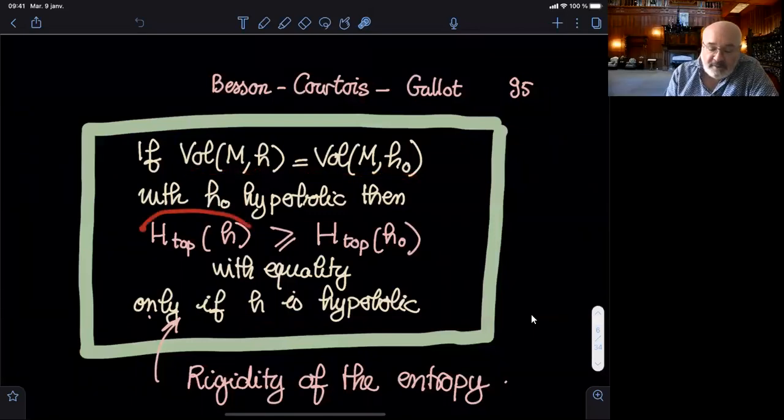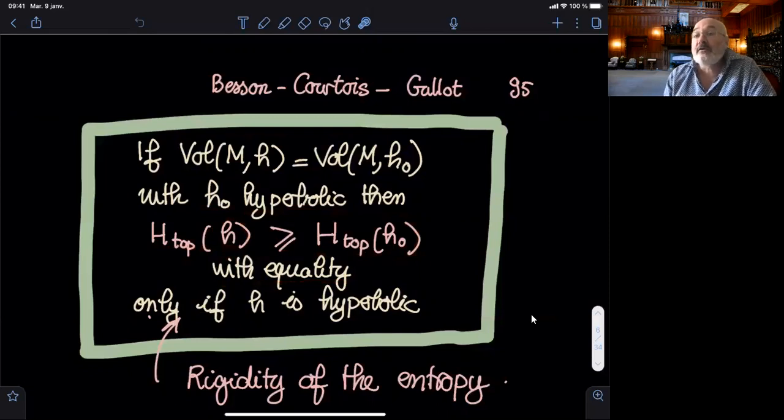Then the topological entropy of h is greater than the topological entropy of h0, which I recall to you is in dimension m-1. Not only do you have this very nice inequality, but moreover, you have an equality only if the metric h is hyperbolic. So this is what is called the rigidity of the entropy. You have an inequality for the entropy, and this equality is only realized whenever the metric is actually hyperbolic.